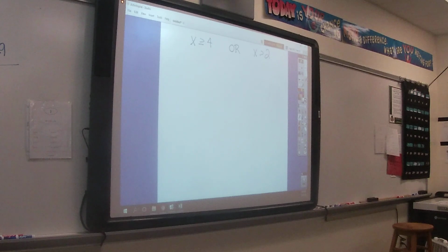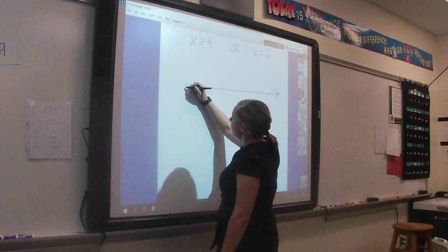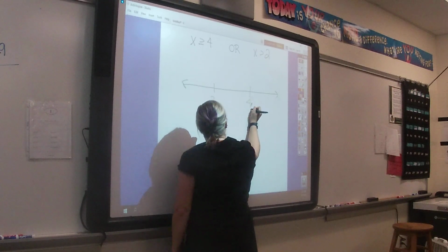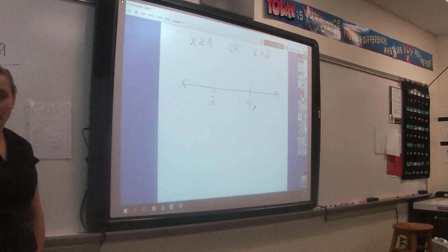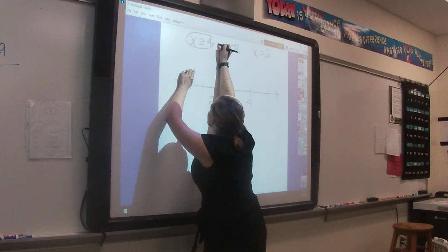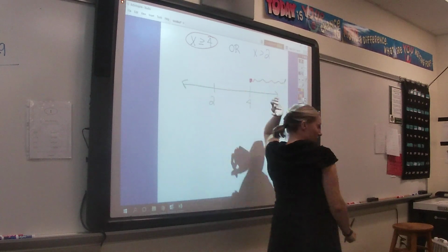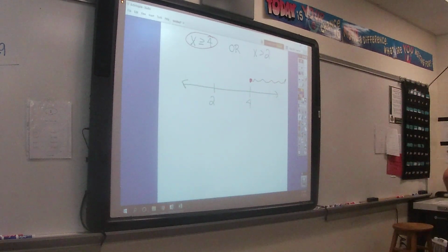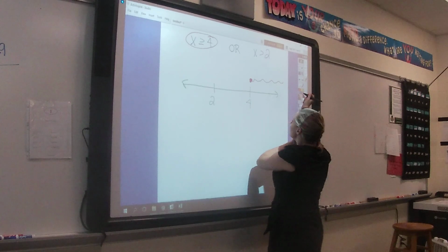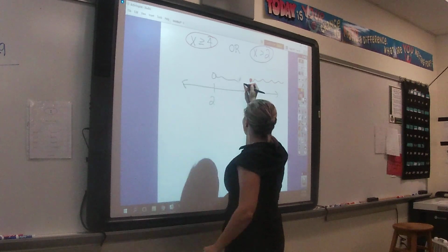So we're going to go down here to our number line. We're going to make a number line. What number is going over here? 2. What number is going over here? Okay, and we're going to graph them both separately up above. So open or filled in circle at 4? Filled. And then we're going to shade this to the right. Open or filled in circle at 2? Open. To the right or to the left? Right.